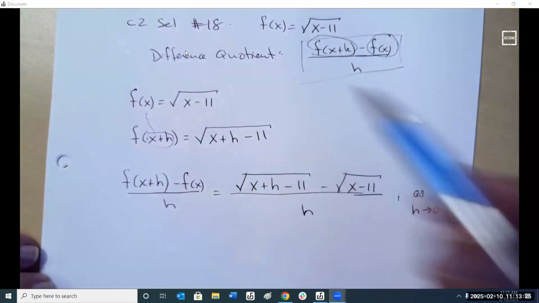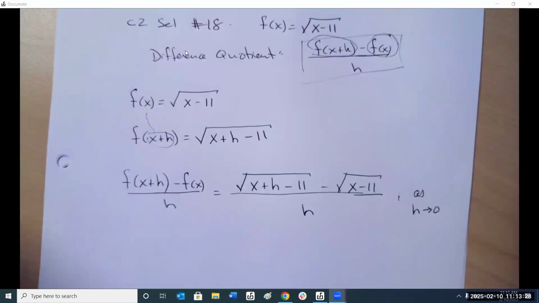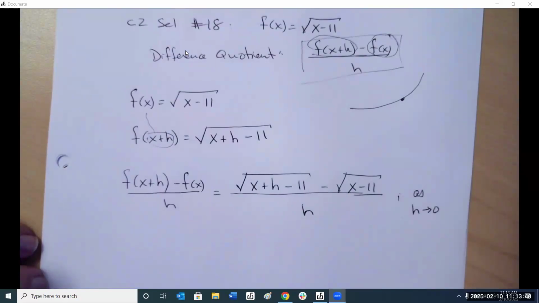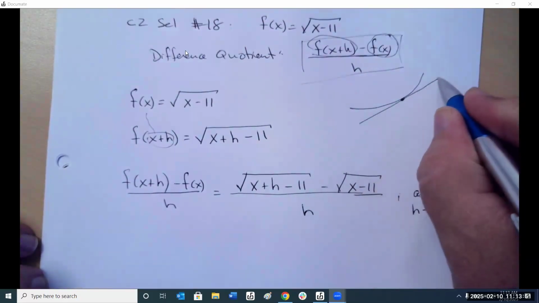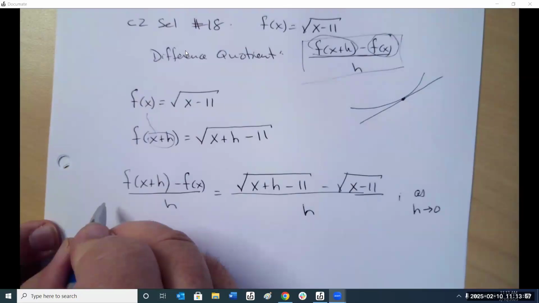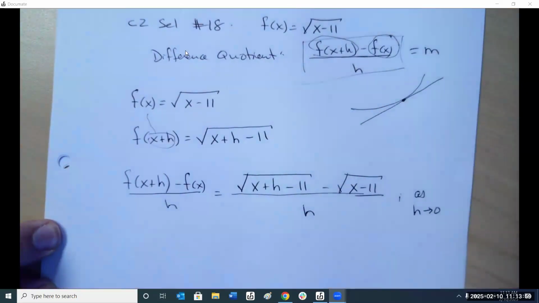The difference quotient is used whenever you're trying to find the slope of a curve at a point. Basically what you're doing there is finding the slope of the line tangent to the curve at that point. So if you have a curve and you want to know what that slope is, we have to find the slope of the line tangent to the curve at that point. And that's what this is all about, because this formula finds the slope of the line tangent to the curve at that point.